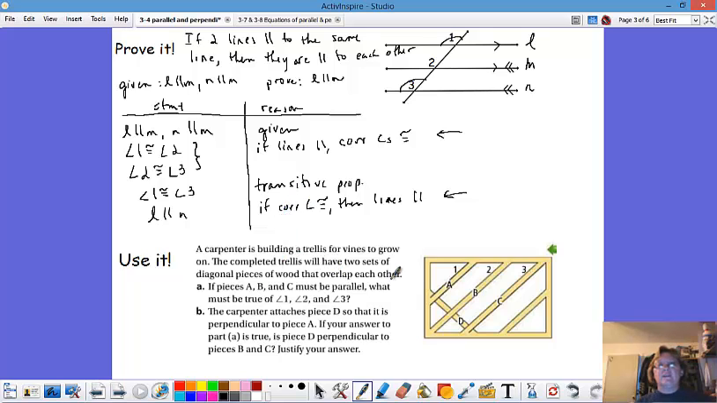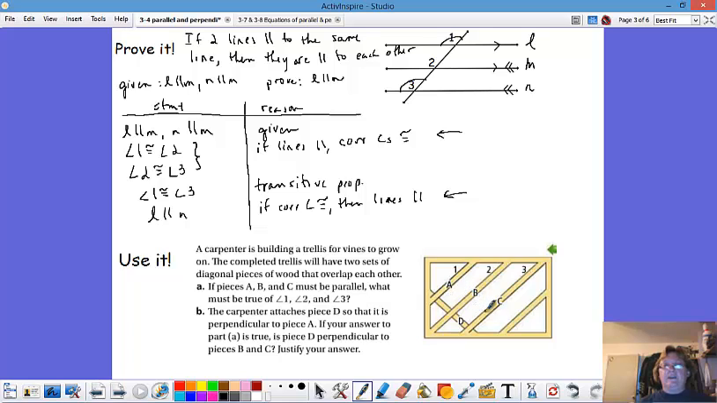Our application problem for this is a trellis that somebody is building so that vines can grow up on it. And the idea is you want parallel slats that are rising here, and then they're going to add a series of slats that are on the downhill so that we get that lattice kind of thing. The question says pieces A, B, and C must be parallel. So that's here, here, and here.